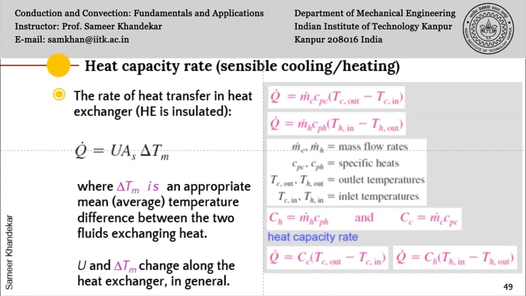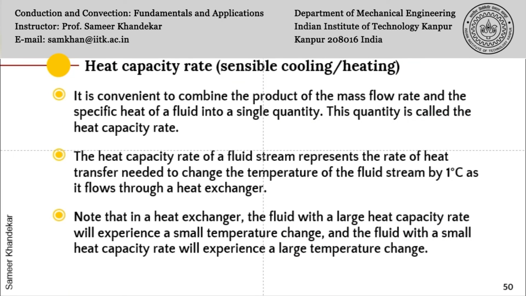So moving on to slide number 49. As we have seen, it is convenient to combine the product of the mass flow rate and the specific heat into a single quantity, which is called the heat capacity rate. Now the heat capacity rate of a fluid stream represents the rate of heat transfer needed to change the temperature of the fluid stream by 1 degree as it flows through the heat exchanger. So this is the mass flow rate multiplied by the specific heat, and therefore, in other words, it is the amount of heat which is required so that the temperature changes by 1 degree centigrade.